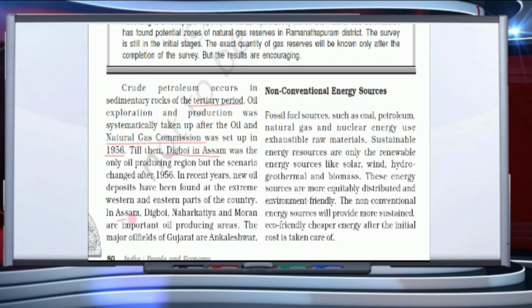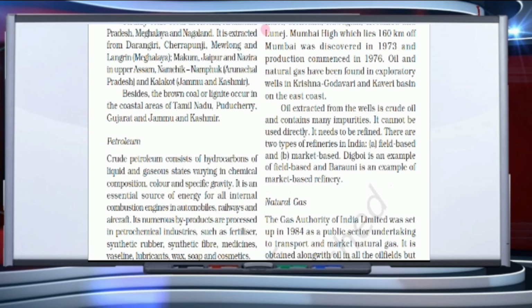They are like in Assam, in Digboy, Naharkatia, and Moran. These are the important oil producing areas. Besides that, we have oil fields in Gujarat: Ankleshwar, Kalol, Mehsana, Navgam, Kosamba, and Lunej.